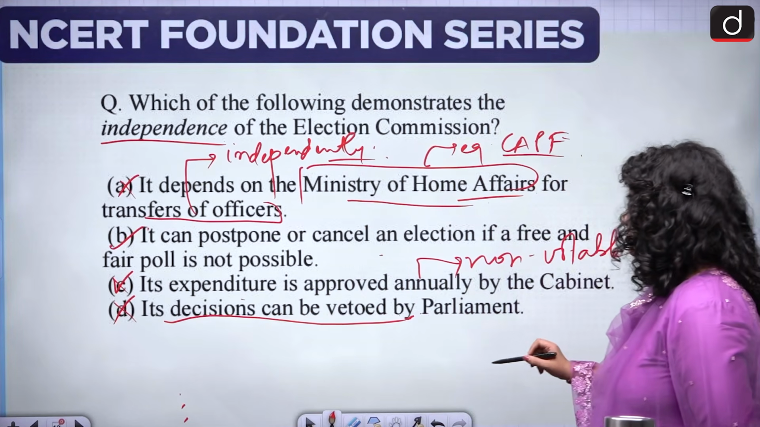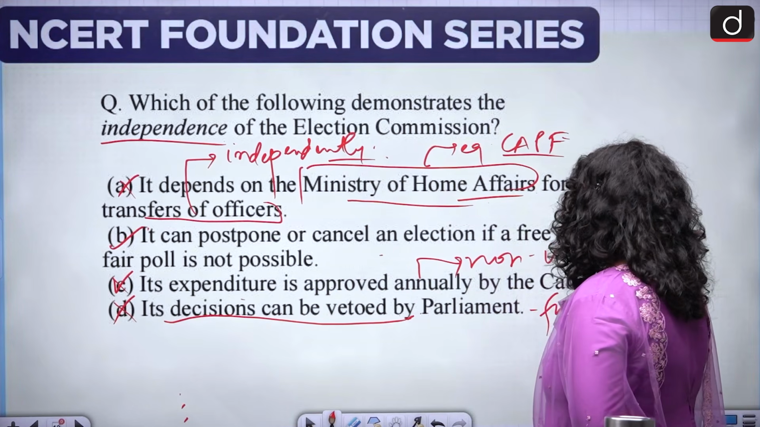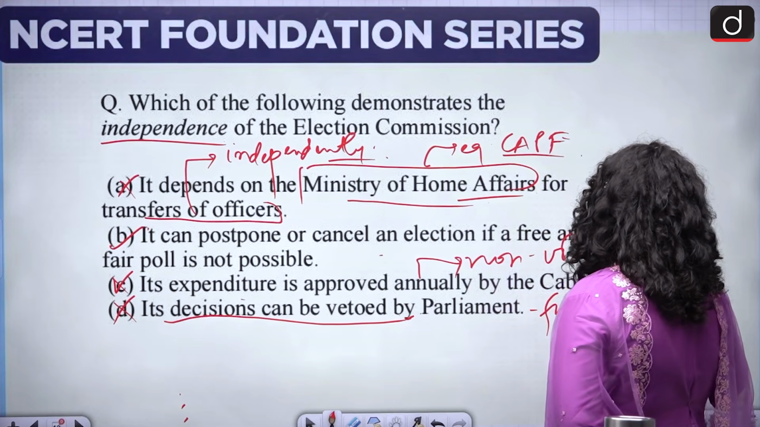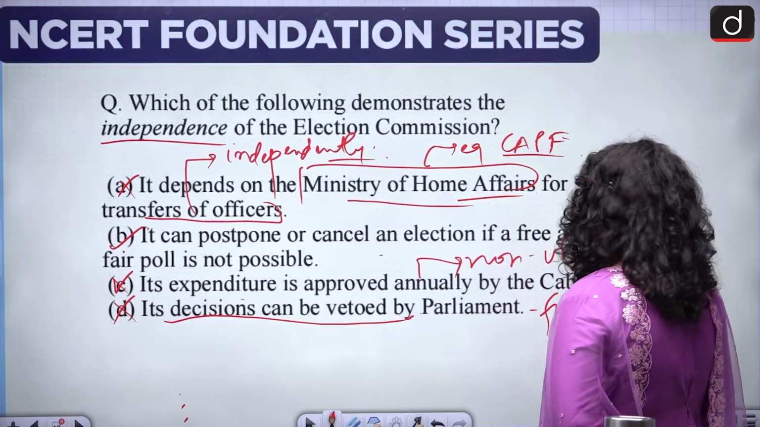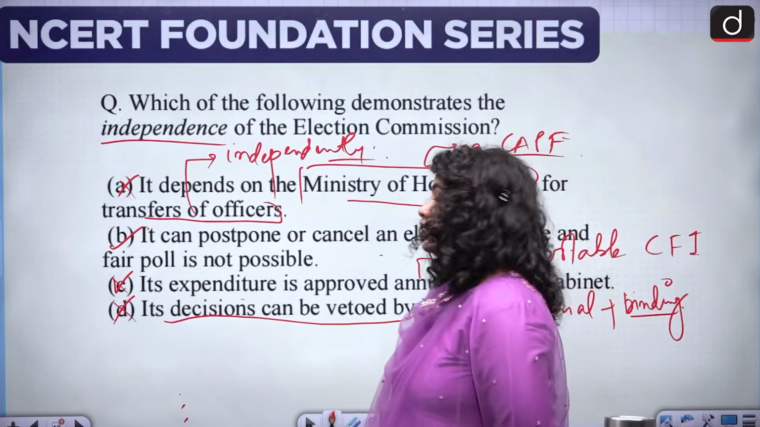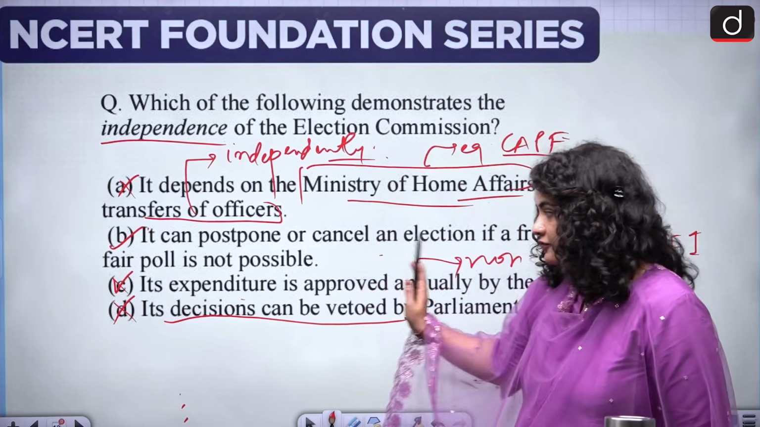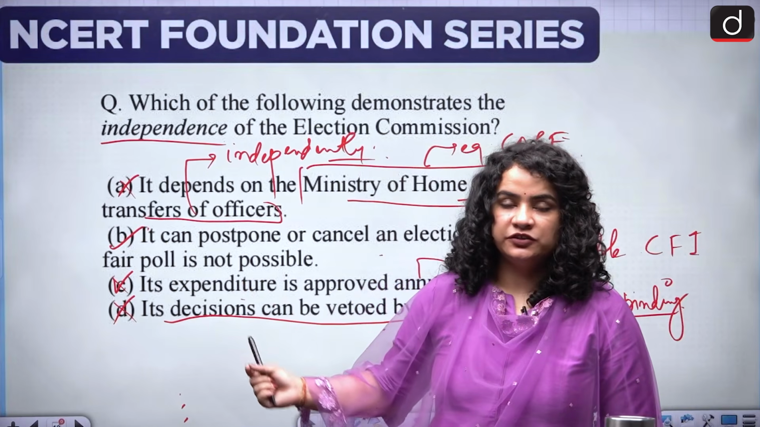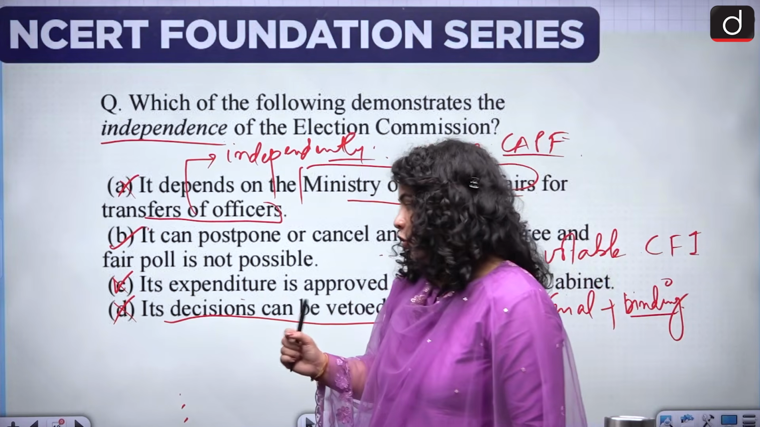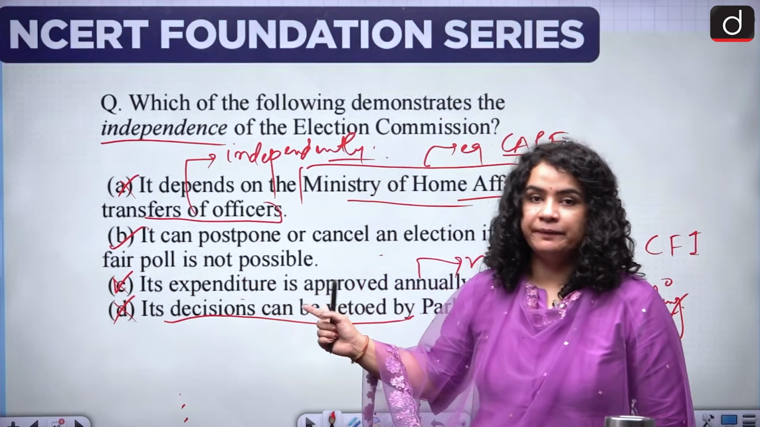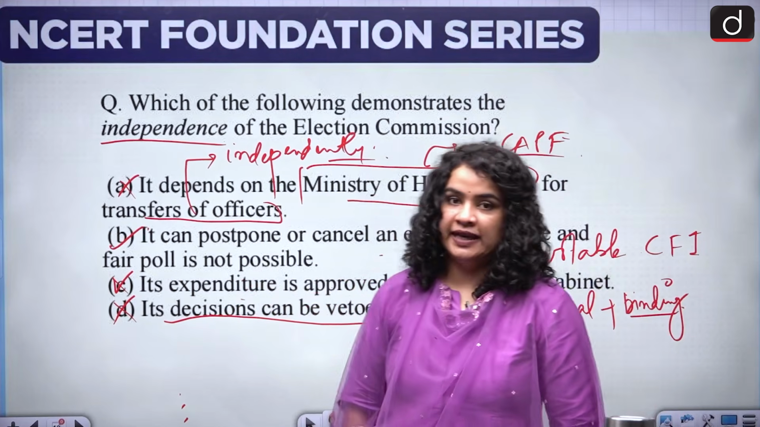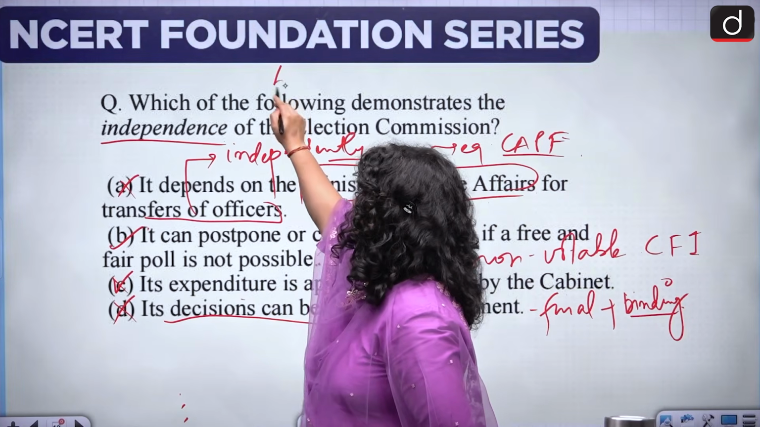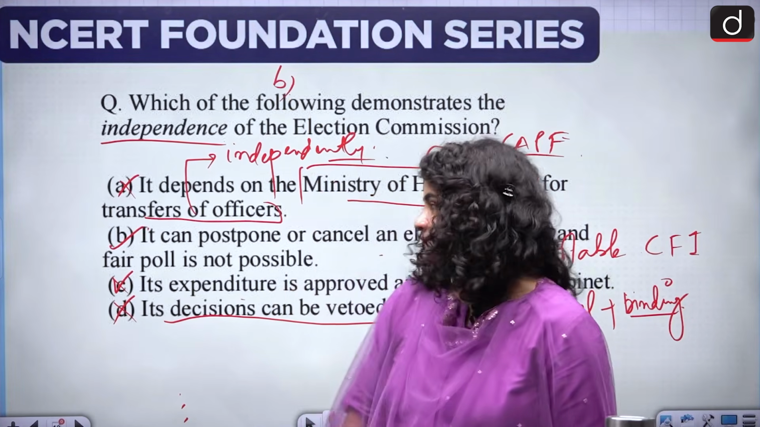So the decisions of the EC are final and binding, and they cannot be vetoed by the Parliament. If they could be vetoed by the Parliament, this would demonstrate dependence or influence in place of independence or autonomy of the Election Commission. Therefore, option B is our correct answer.